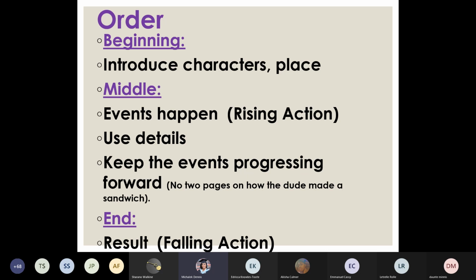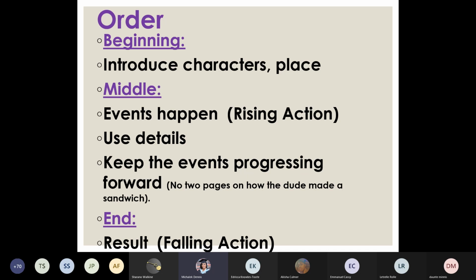It says, no two pages on how the dude made a sandwich, please. You want to keep the events progressing forward. The middle is the rising action portion of your story, where the events lead to the next part.